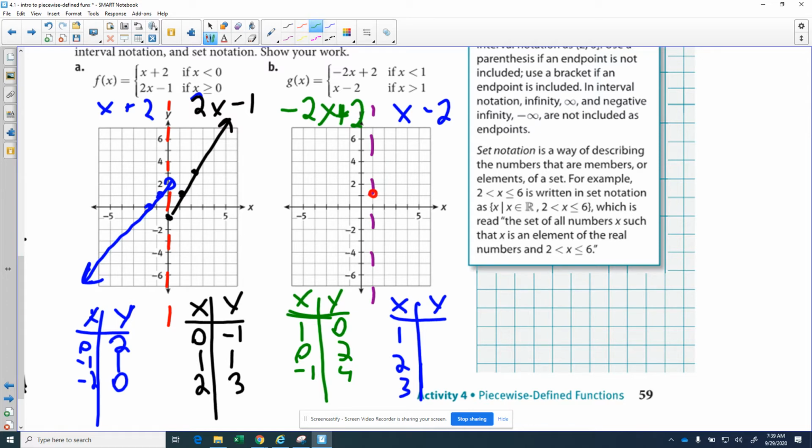Oops, let me change the color of that. Open circle. Let's just get that out of there. There we go. Open circle. At 0, 2, I have a full point. And at -1, 4, I have another coordinate.